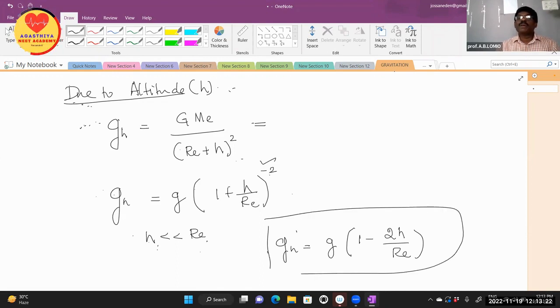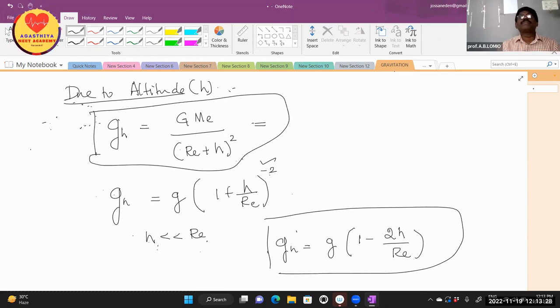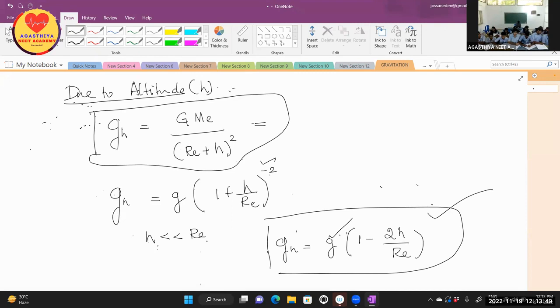Therefore, you have to remember these two formulas. This is a general expression: GM_E divided by (R_E + h) whole square. This formula is in terms of g, that is, the acceleration at the surface. Acceleration at any height is the acceleration at the surface into (1 - 2h/R_E), where h is the altitude. Understand?